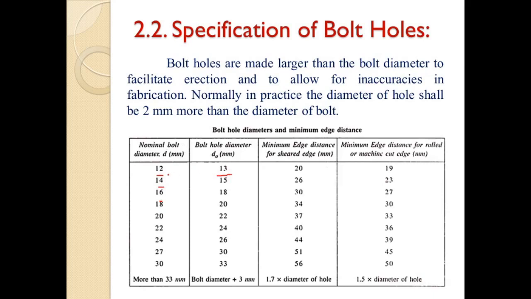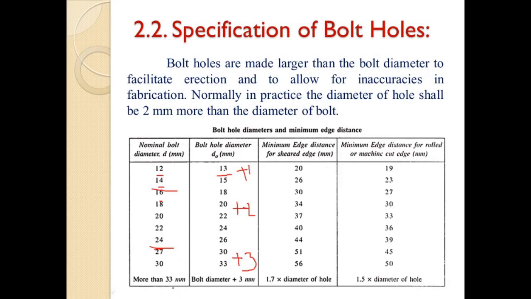Here we can see for 12 or 14 mm, the bolt hole diameter is the diameter of bolt plus 1. For 16 and up to 24 mm diameter of bolt, we take plus 2, and after 27 we are taking the bolt hole diameter as the diameter of bolt plus 3 mm.